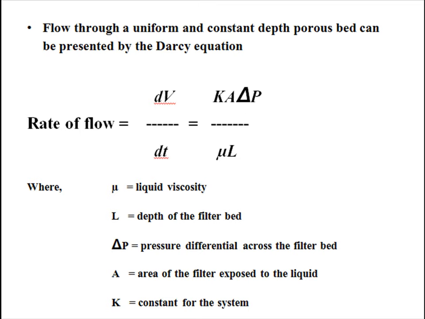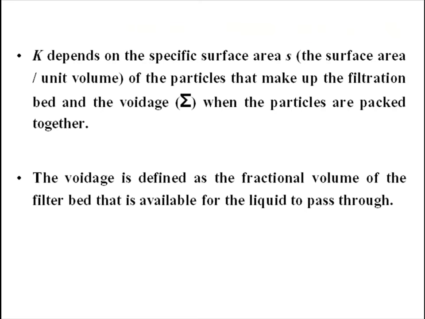Flow through a uniform and constant depth porous bed can be represented by the Darcy equation, where rate of flow, dV/dt, is equal to KAΔP/μL, where μ is equal to liquid viscosity, L is equal to depth of the filter bed, ΔP is equal to pressure differential across the filter bed, A is equal to area of the filter exposed to the liquid, K is equal to constant for the system. K depends on the specific surface area S of the particles that make up the filtration bed and the voidage when the particles are packed together.